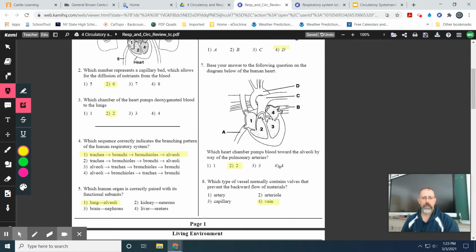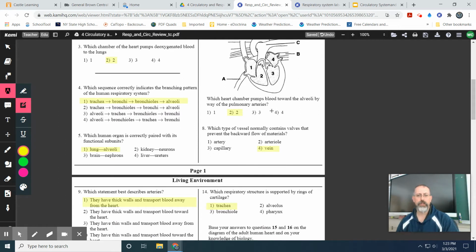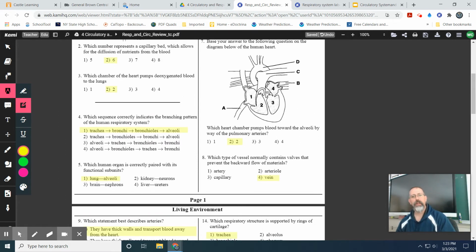All right. Number 7, which chamber pumps blood toward the alveoli by way of the pulmonary arteries? Again, from the body coming to the heart is 1, the right atrium. Going out to your lungs is 2, the right ventricle. It goes through the pulmonary artery to your lungs where it can exchange gases, pick up some oxygen, get rid of some carbon dioxide. So 2.